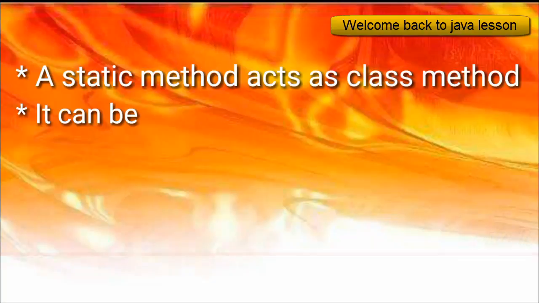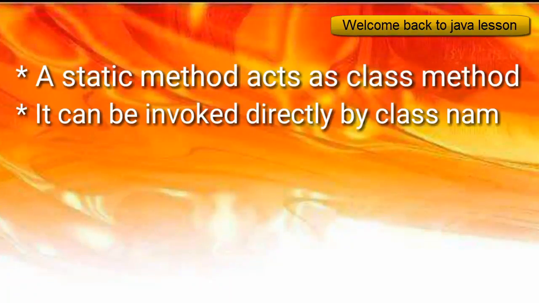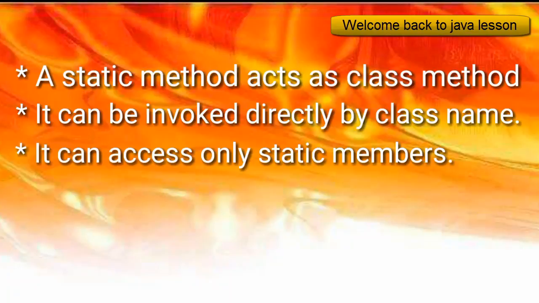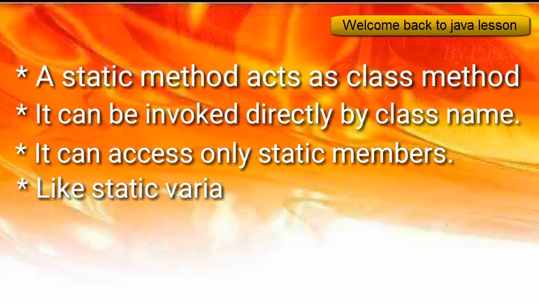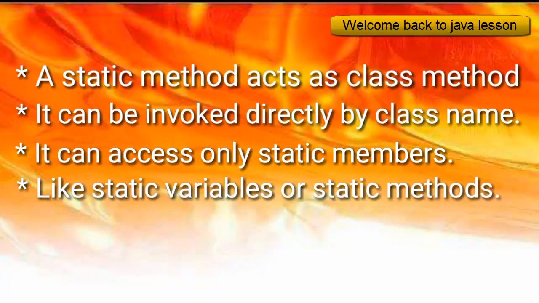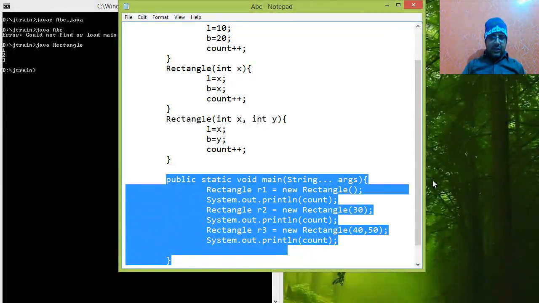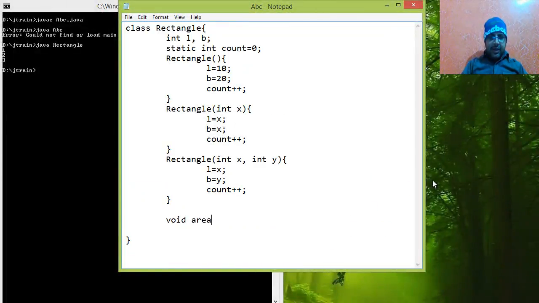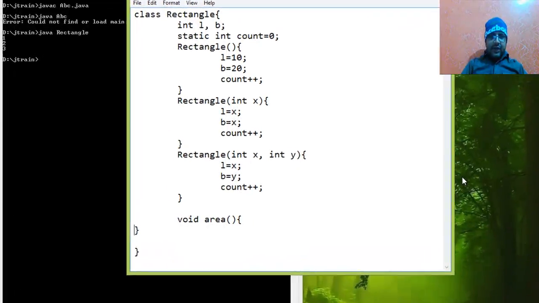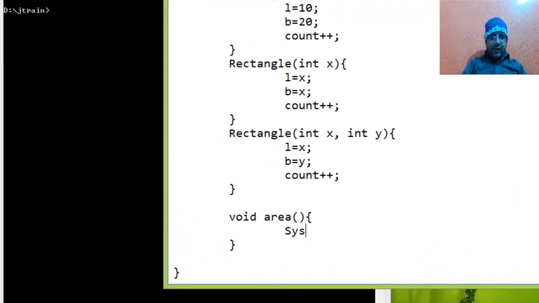Static methods are class methods which don't need an object. They can be directly called by the class name, and they can only access static members. Let us see an example of a static method here. Suppose I am adding an area method for the Rectangle class. It will display the area.